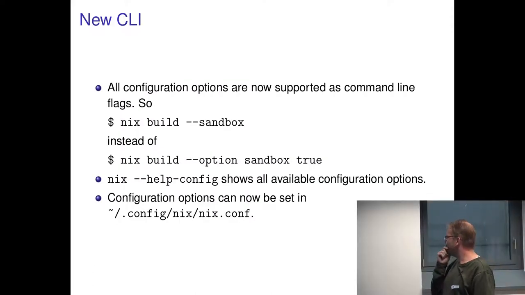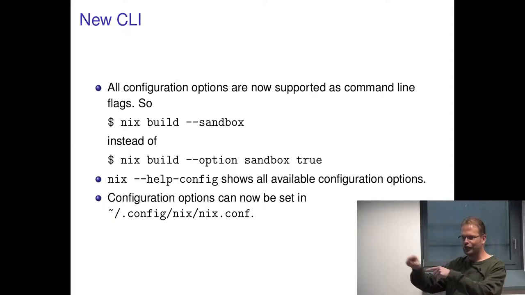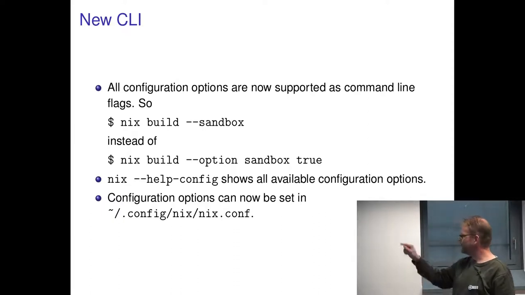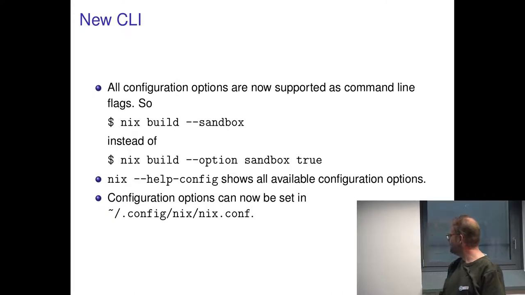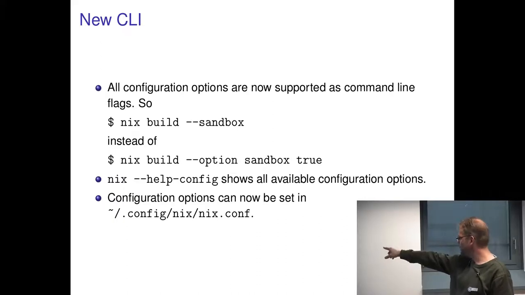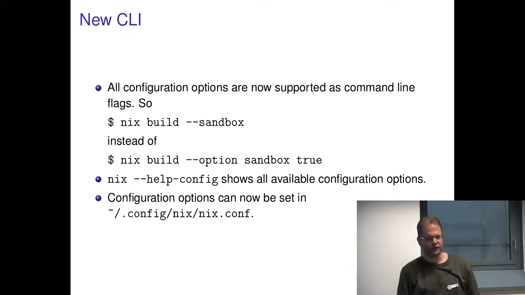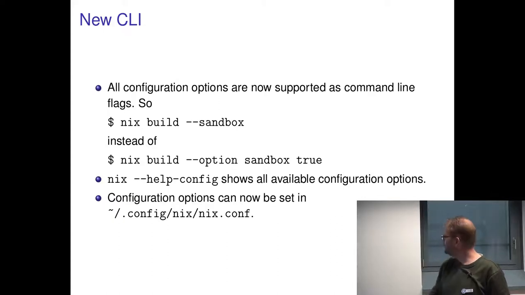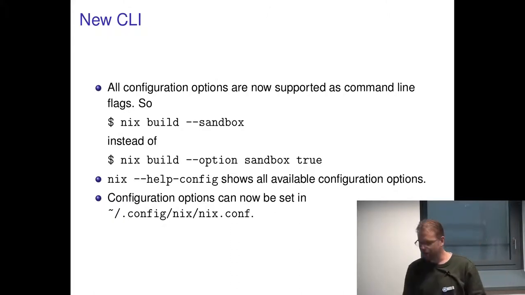Another thing to say about the new command line interface is that all configuration options, so all nix.conf options, are now supported as command line flags, which is just a small convenience that makes them easier to type. So instead of typing --option sandbox true, you just say --sandbox. And you can put configuration options in your home directory now in .config/nix/nix.conf. So for instance, if you have user-specific substituters or things like that, you can put them in there.